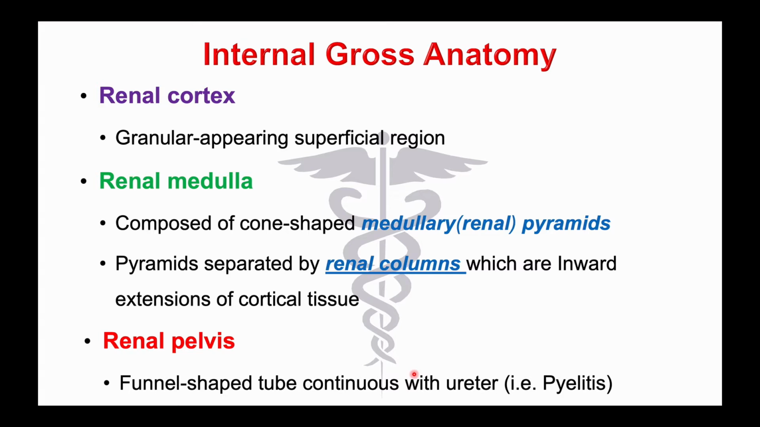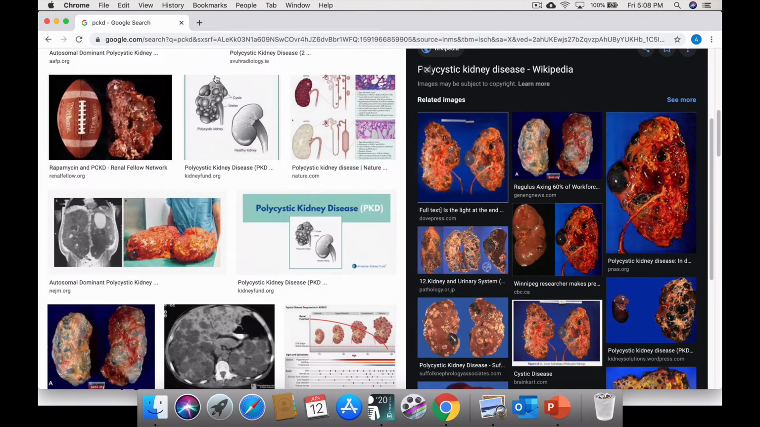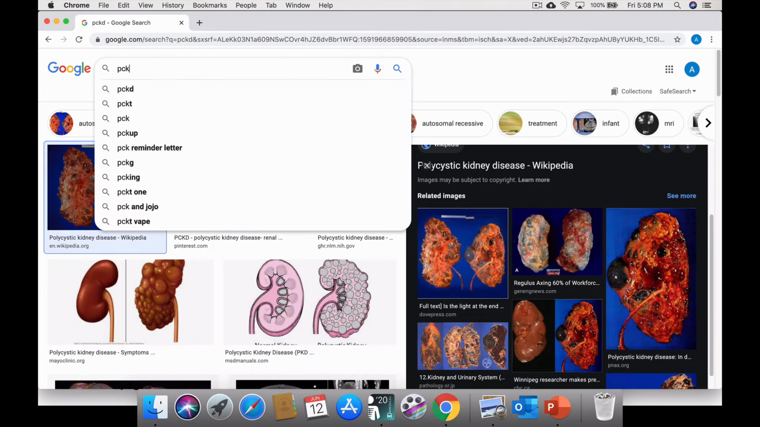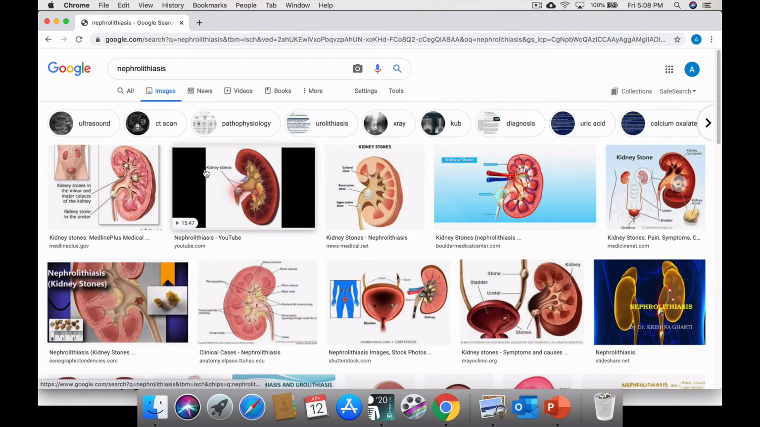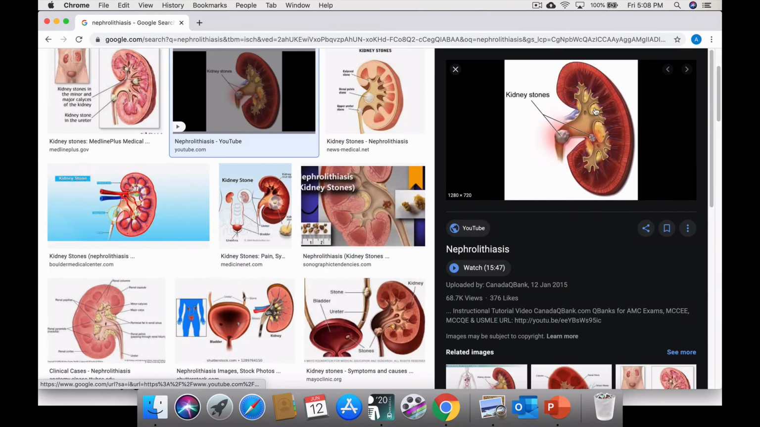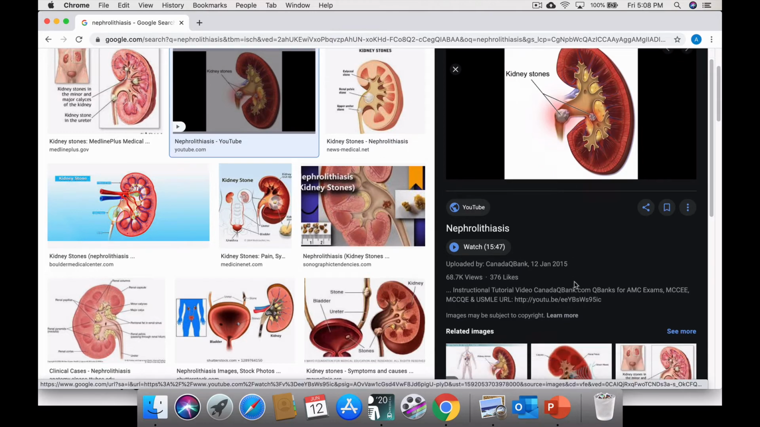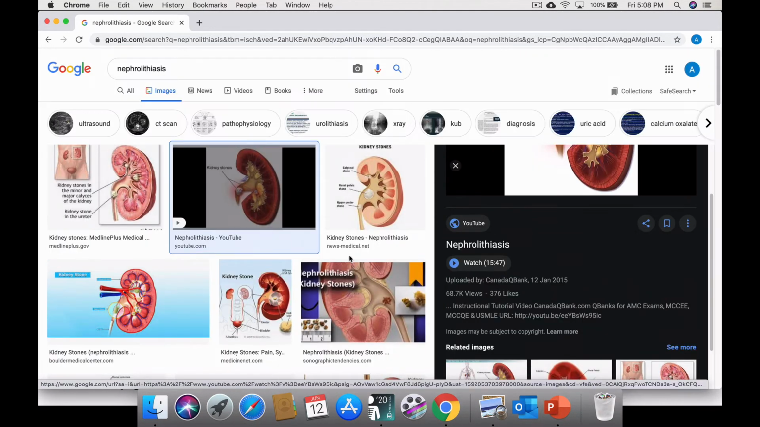Okay, so nephrolithiasis means formation of stone. Okay, so we have to understand where the stone is formed. Nephrolithiasis. Okay, you can see the stone is formed in this junction. Okay, so once the stone detaches from this place and starts to move, the ureter will go into spasm. When the ureter is in spasm, we call it renal colic. A severe amount of pain will be present.